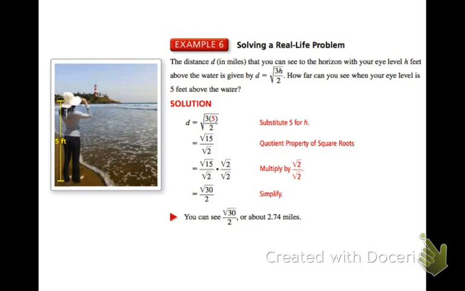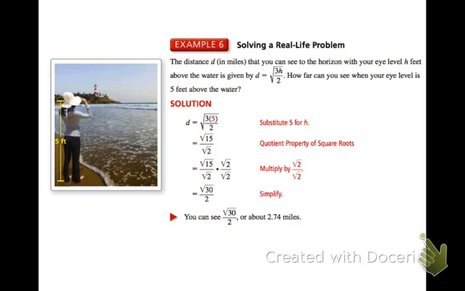Okay, so this is just going to show you a real-life problem. This is right out of the book. Basically, it's how far can you see when your eye level is 5 feet above water, so you substitute in 5 for h, because h is the feet above water. Then you can multiply it down, and instead of just simplifying it as the square root of 30 over 2, go ahead and divide it out. Literally take the square root of 30 and then divide that by 2 to get approximately 2.74 miles.